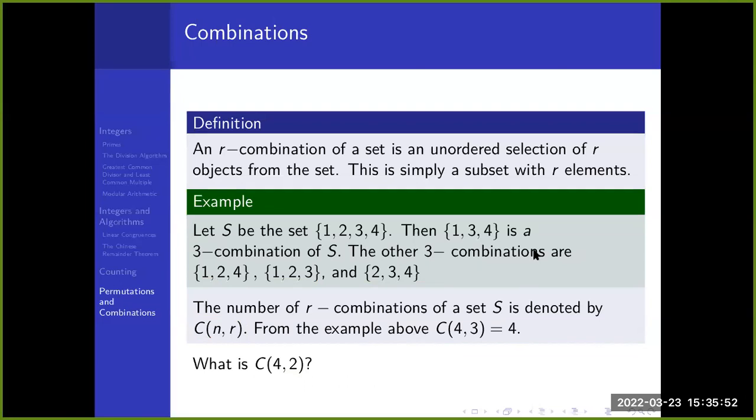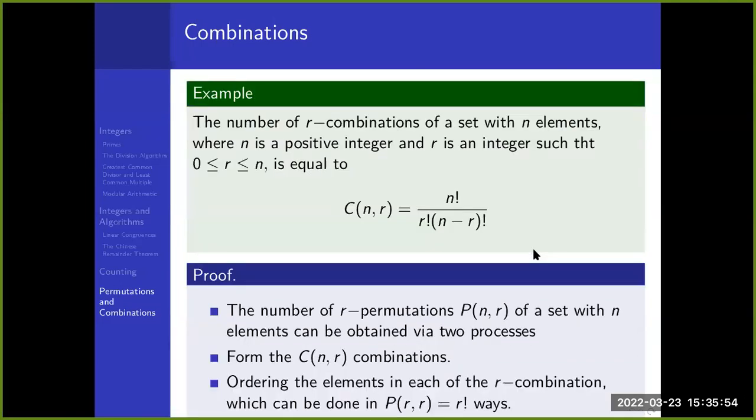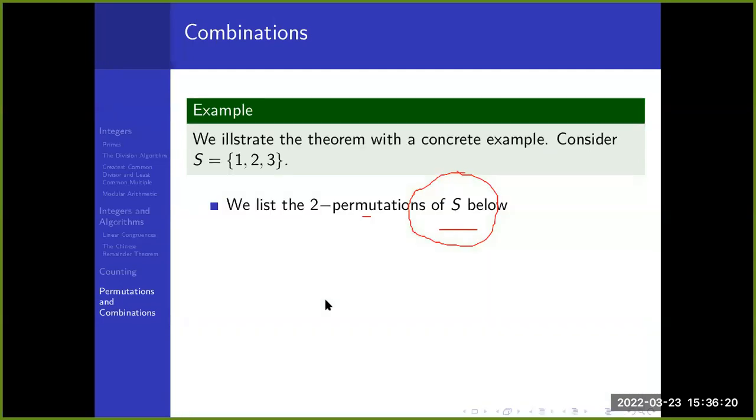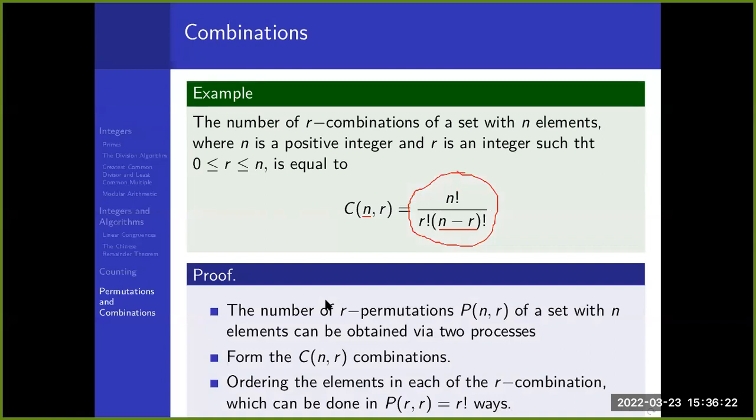Okay, so here's an example. Actually, it should be a theorem, but this one gives us a formula for computing the number of R combinations from a set with n elements. It's given as n factorial over R factorial multiplied by n minus R factorial. So the proof follows, but it is not complete. A piece of it is missing from the slide.